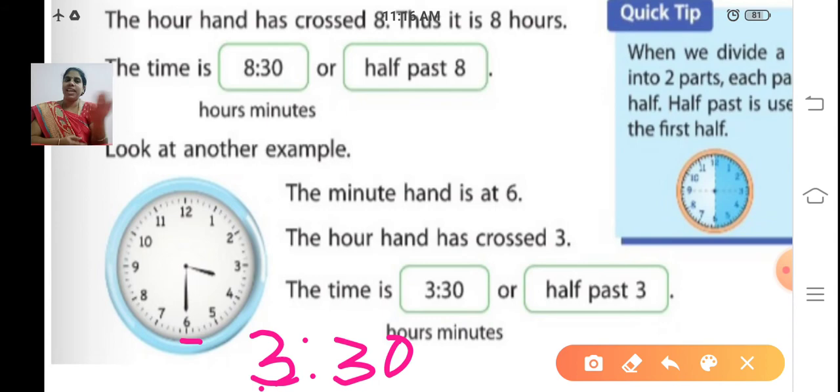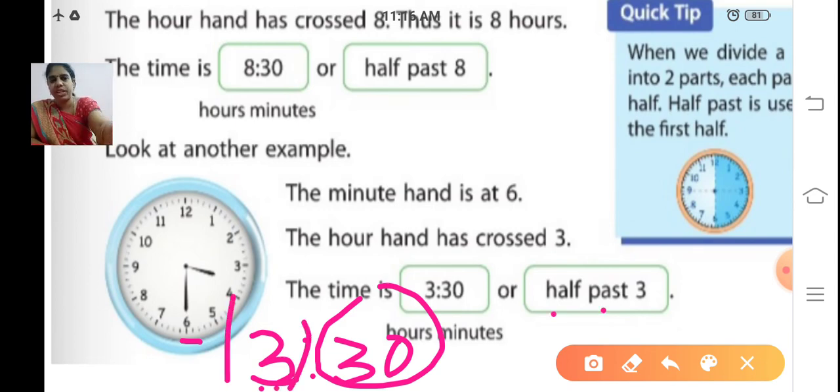3:30. How will you say in other way? Take this. What is 30? Just now we saw half past. So write down half past. Half past from which time? 3. From 3 o'clock, 30 minutes is over. So how to write in other way? 3:30.